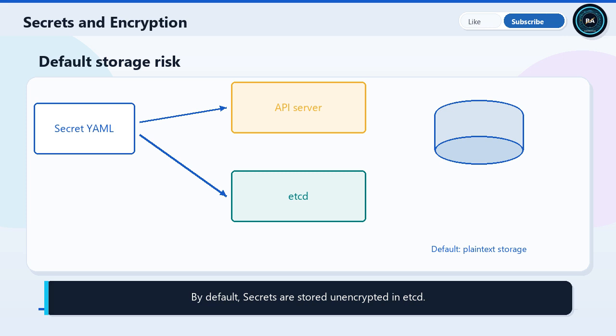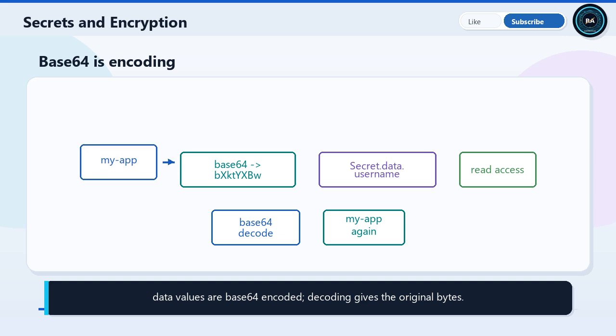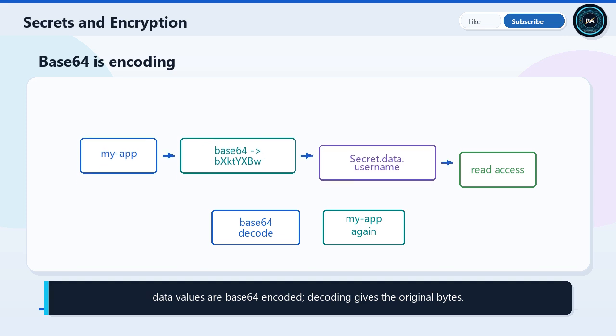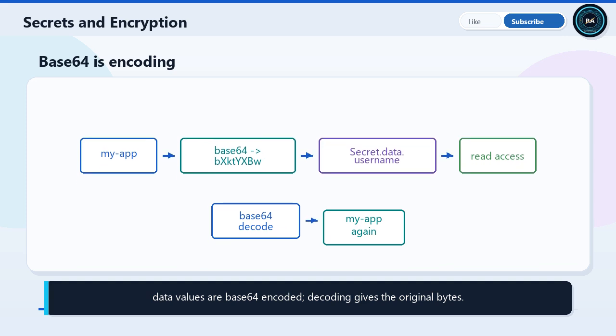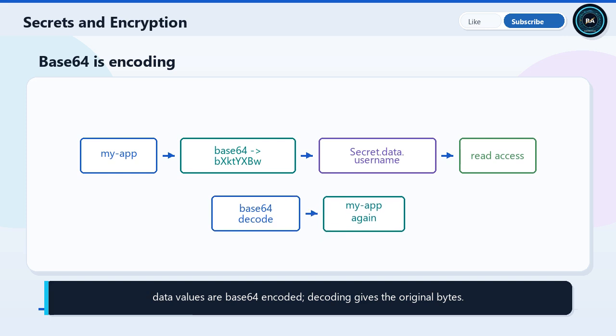By default, Kubernetes secrets are stored unencrypted in the API server's underlying data store, etcd. Base64 in YAML is not encryption. The data field stores base64 encoded strings. That makes arbitrary bytes fit into YAML and JSON, but anyone who can read the secret can decode the value.